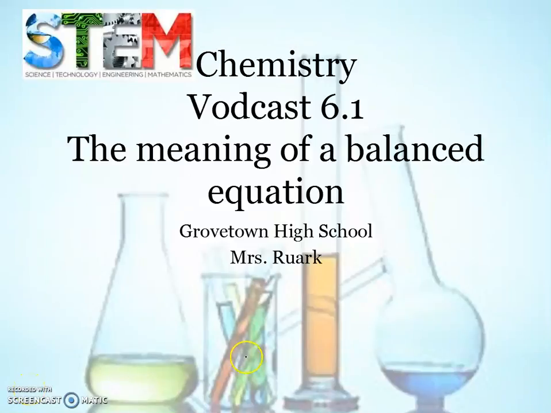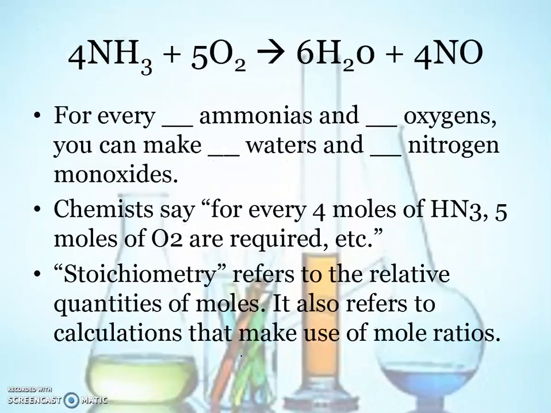This is Ms. Ruark, and we are here with Vodcast 6.1, where we're going to talk about what we get out of a chemical reaction. What is the reason that we balance a chemical equation, and what information can we pull from that? I know we've talked about it a little bit, but we're going to go more in depth now because we're going to be using the information from a balanced chemical reaction to solve problems. All right, so we have this equation up here at the top of the screen.